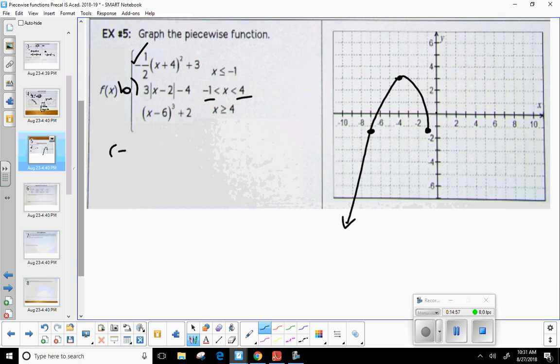All right, so we have -1, and then we've got to find the y value. So 3 times the absolute value of -1 minus 2, minus 4. Okay, so it looks like I'm going to have 3 times 3 minus 4. What's that going to give me?